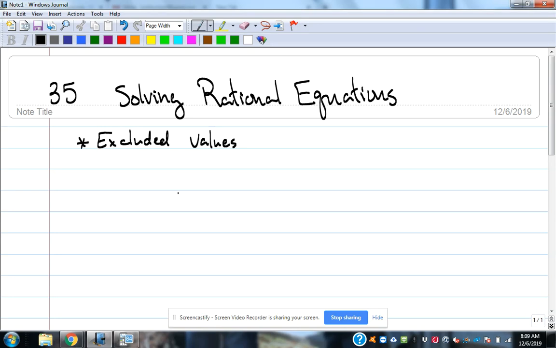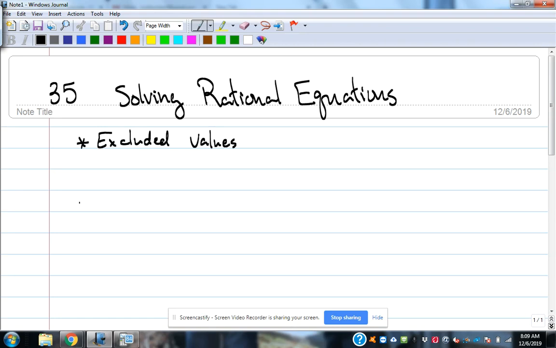And when do excluded values exist? When what's in the denominator? A variable, yeah, an x or whatever letter they're using there. So if there's a variable in the denominator, you know there's going to be excluded values. And how do we find those? Set that denominator equal to 0, and there we will find the excluded value.